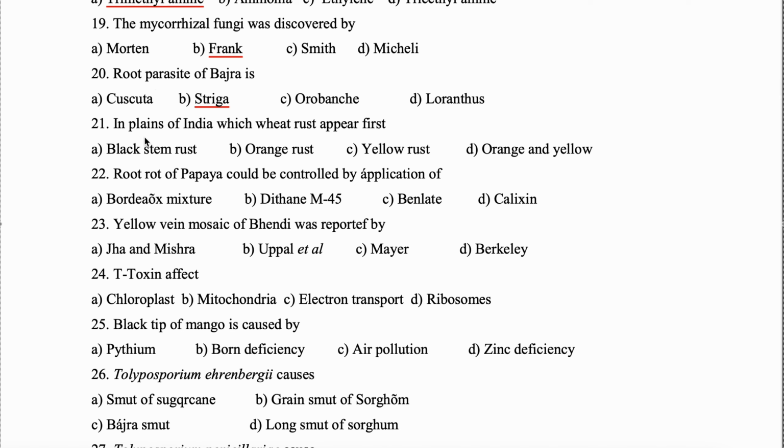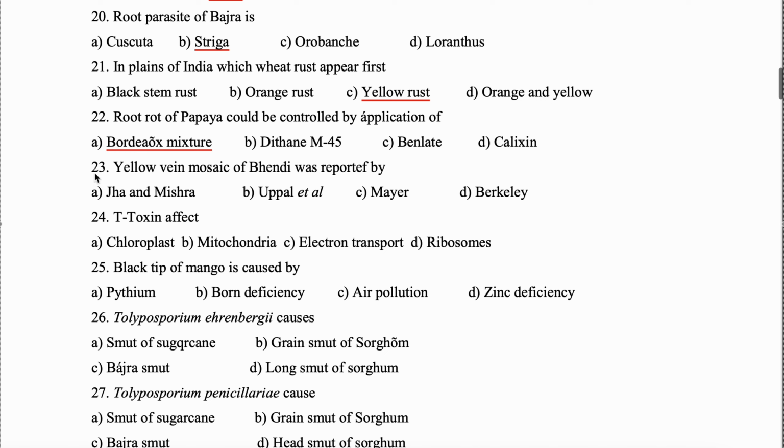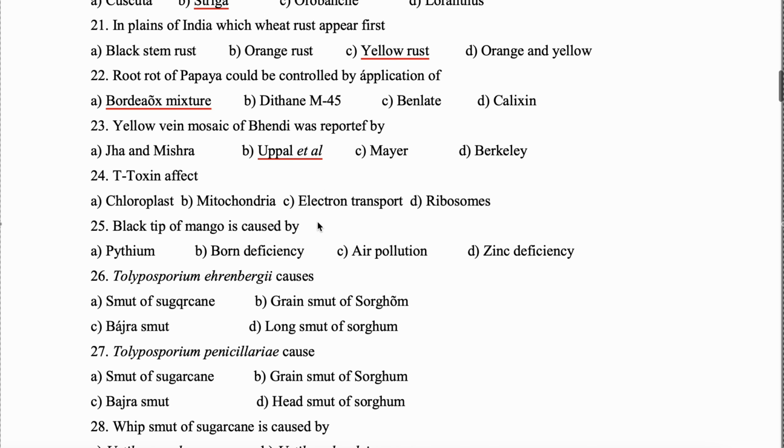Question 21. In plains of India, which rust appears first? Which wheat rust appears first? That will be yellow rust. Question 22. Root rot of papaya could be controlled by the application of Bordeaux mixture. Question 23. Yellow vein mosaic of bhindi was reported by Uppal et al.